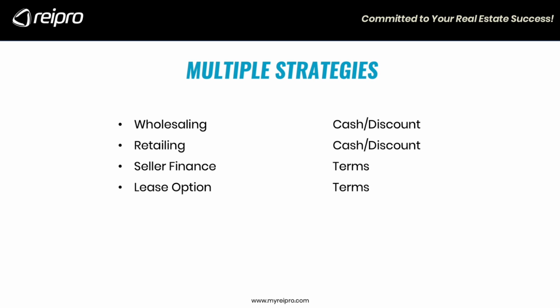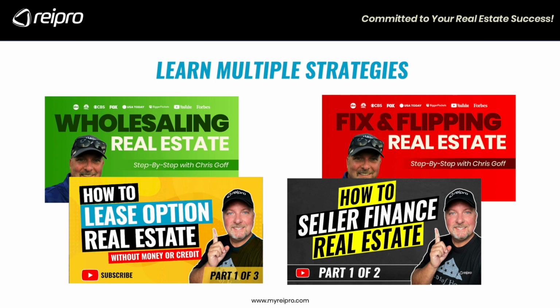You can offer a cash, meaning paid in one lump sum offer, or you can offer terms, which is how much down, how much a month, and how long can we do it for. And you're going to do all of this by providing different types of offers. You can learn more about each strategy by clicking the links in the description below. I highly encourage you to at least understand one cash strategy and one term strategy.